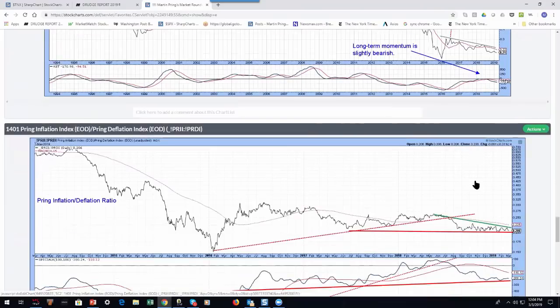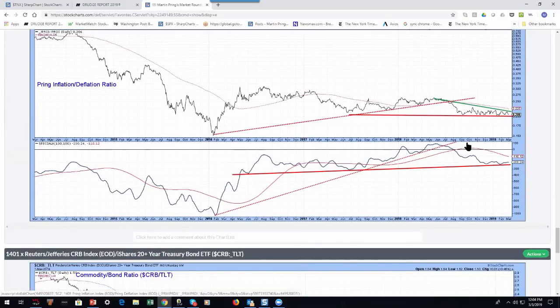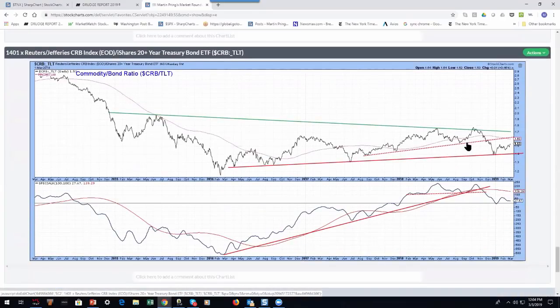Next chart shows just the inflation-deflation ratio on a daily basis with a special K. And here you can really see the fine balance that's going on. Remember, this indicator moves up and down with commodity prices, and it's stuck in a really tight trading range here with a slightly bearish bias, of course, because it's below its 200-day moving average here. But again, it reflects the very tight balance between what's going on in commodity prices.